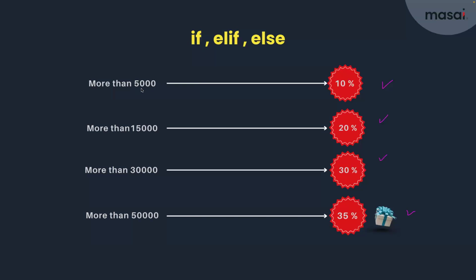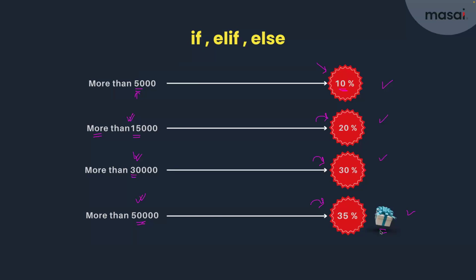Now, if you have shopping of more than 5,000, you are supposed to get a 10% discount. So more than 5,000 but less than 15,000. If you are shopping more than 15,000, you are supposed to get a 20% discount. Then if you're shopping more than 30,000, you get a 30% discount. Now, if you're shopping more than 50,000, you get a 35% discount with some surprise gift.